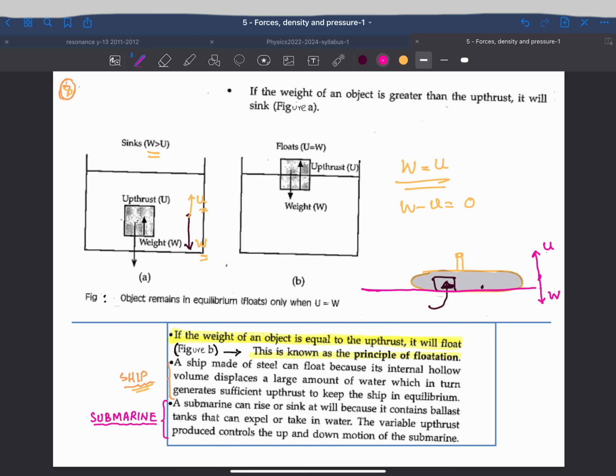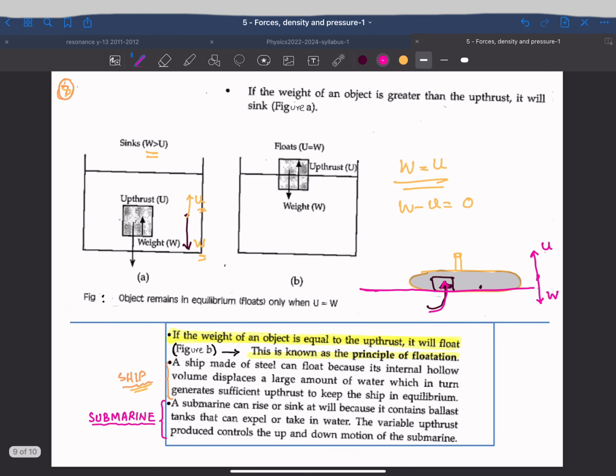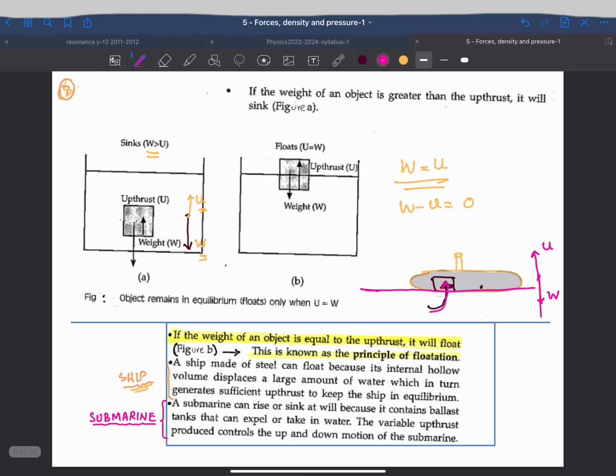But as soon as you open these blast tanks, as I said, the water will rush into the submarine, and the weight of the submarine will start increasing. So when the weight has increased and is greater than the upthrust, the submarine will go into the sea, and there is a situation that the submarine is sinking. So this is very, very important.